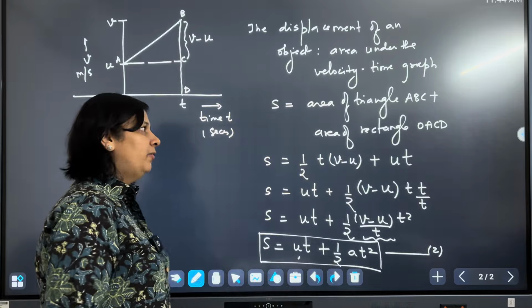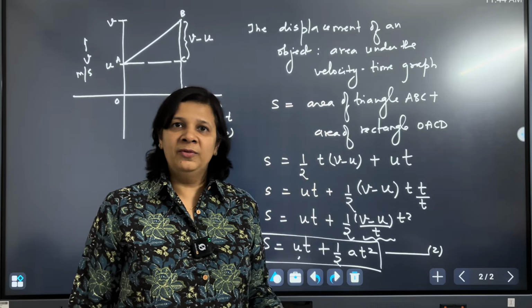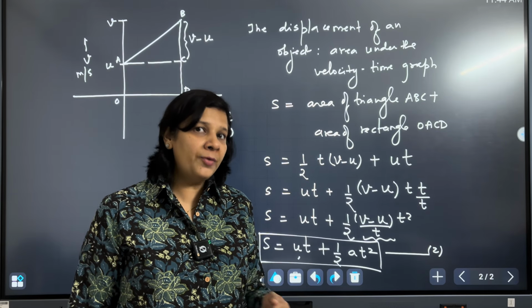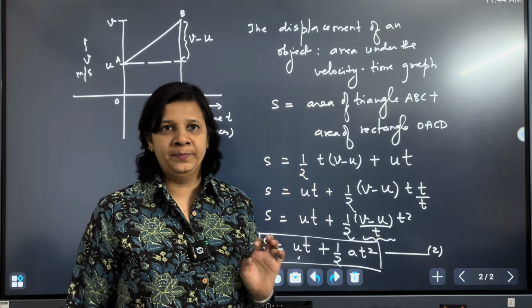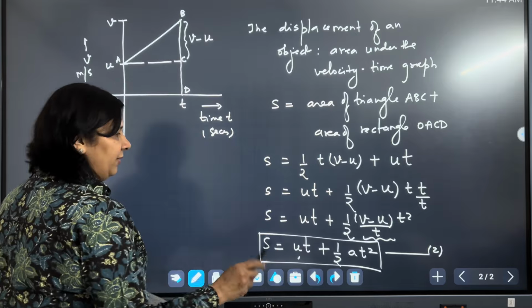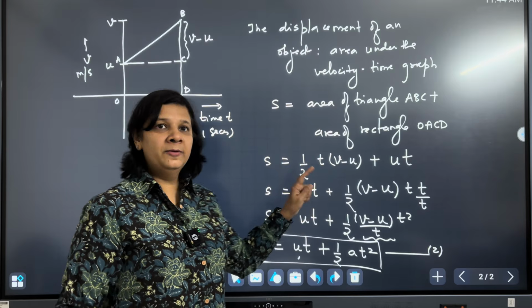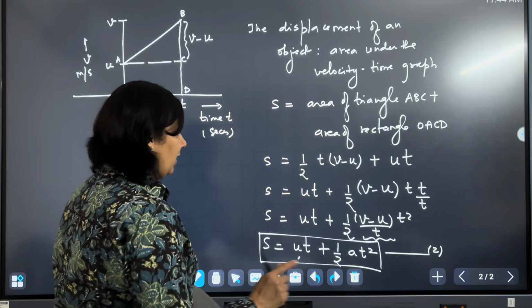Now there will be one more kinematic equation which is very useful when we do not require the information of time. Okay, and we will find that out by using these first two kinematic equations. How to do that?